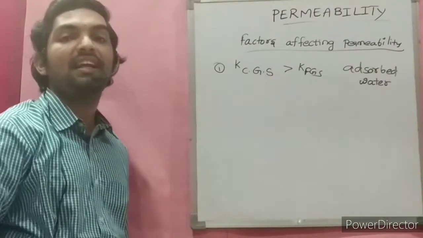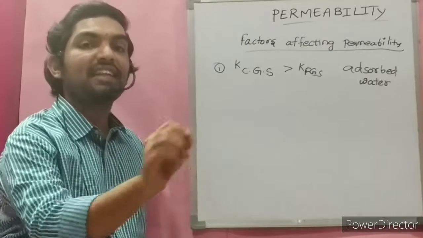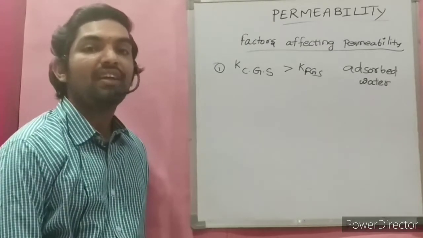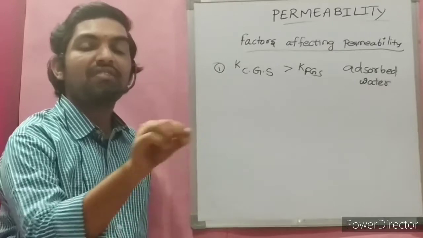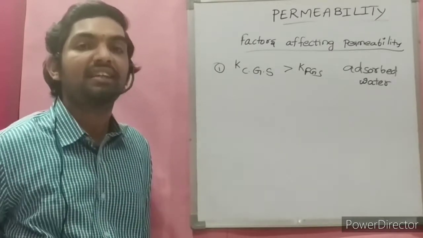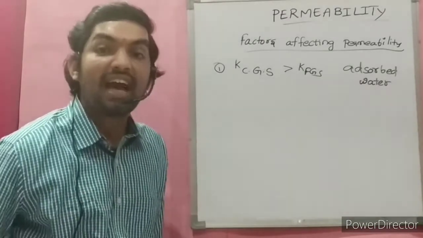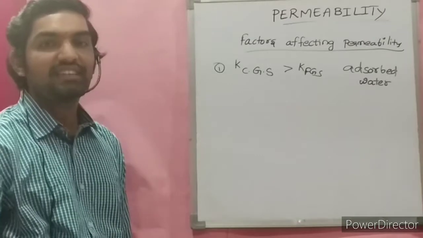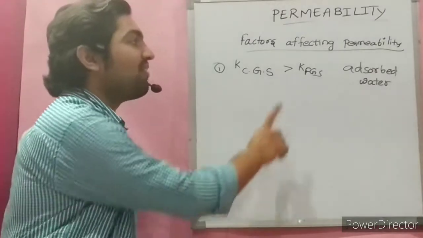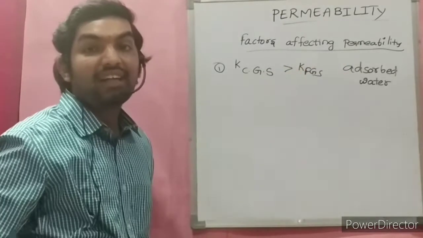Once, in assertion and reason, in the IES exam they gave a question. Assertion: adsorbed water reduces permeability. Reason: because of the presence of adsorbed layer in clay, clay soils are less permeable compared to fine sands. Both the assertion and reason are individually correct, and reason is the correct explanation of assertion. We can say that reason is the correct explanation of assertion, since fine grained soils contain adsorbed water, electrochemical forces.